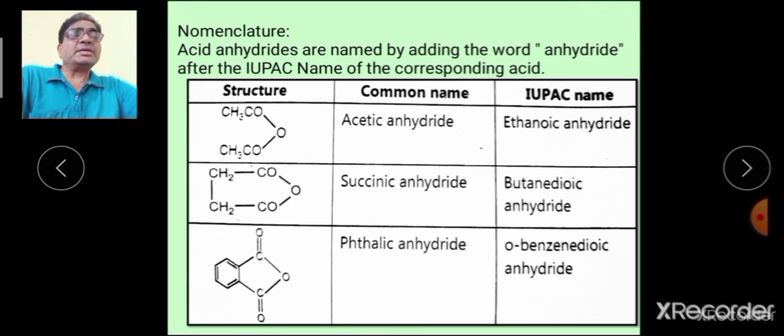Now, nomenclature. There are two methods, common names and IUPAC name. In naming, the word anhydride is added after the IUPAC name of the corresponding acid. Here the common name is acetic anhydride. But what is the IUPAC name? Ethane, and therefore ethanoic anhydride. Succinic anhydride, carbons are 4, therefore butanedioic anhydride. And this is phthalic anhydride, IUPAC name is orthobenzenedioic anhydride.